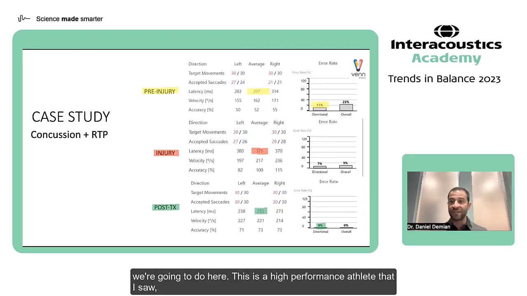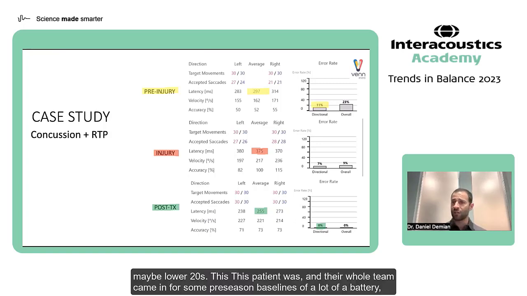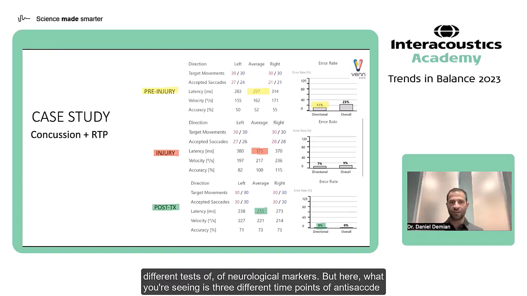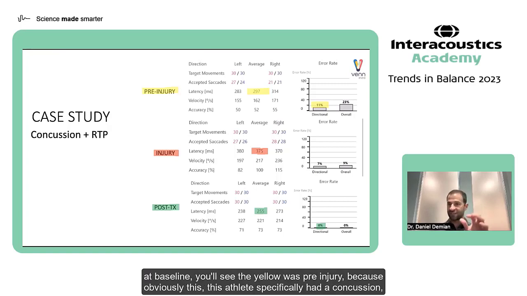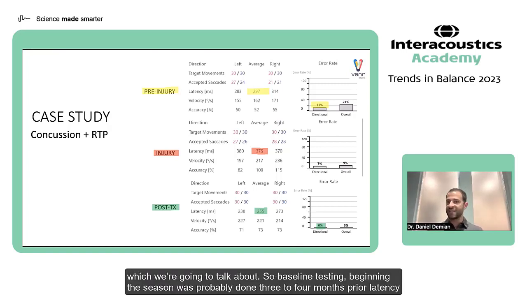This is a high performance athlete that I saw, maybe in their lower 20s. This patient and their whole team came in for some preseason baselines of a battery of different tests of neurological markers. But here what you're seeing is 3 different time points of anti-saccade testing and how I may view this and tease apart certain things out of that. So we measured these athletes at baseline. You'll see the yellow is pre-injury, because obviously this athlete specifically had a concussion, which we're going to talk about. So baseline testing, at the beginning of the season, was probably done 3 to 4 months prior.